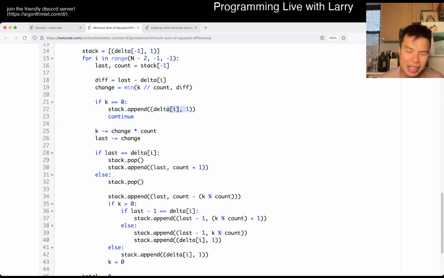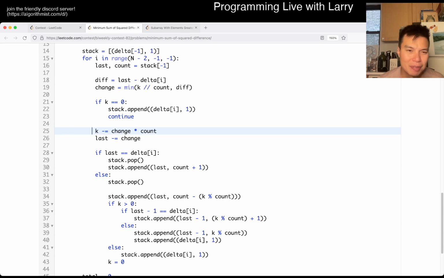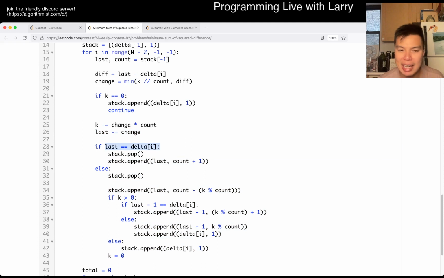Of course, you can do merging here, but we don't even need to merge because we're just going to calculate the answer later anyway. So yeah, after that, we subtract from k because this is how much we used. And then for each number, we subtract the change. And then this is just an edge case of, okay, if now the numbers are the same, that means that now we can merge it to the last number. So then this is delta sub i plus count plus 1. Otherwise, we remove the top of the stack because we already have it here, right?